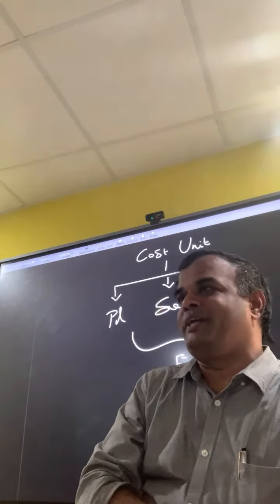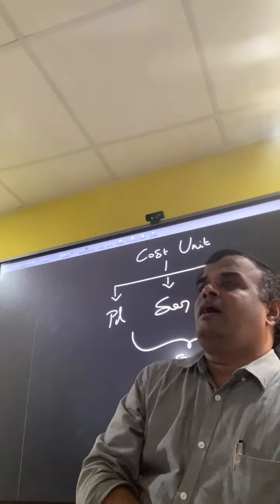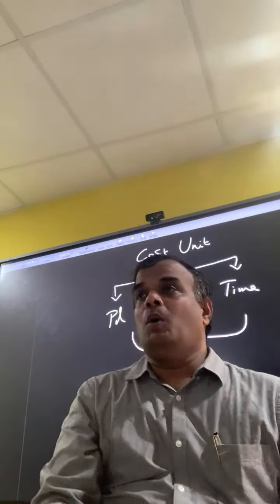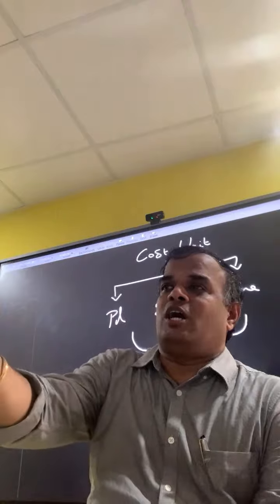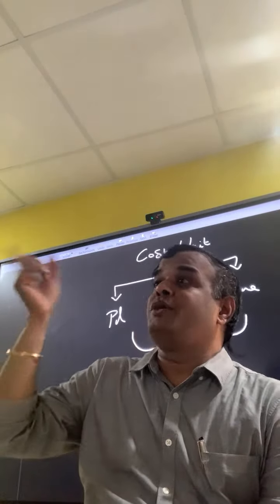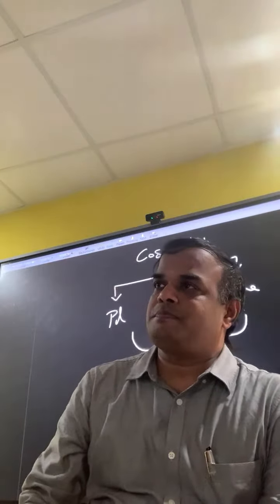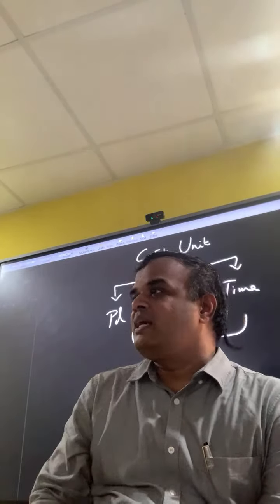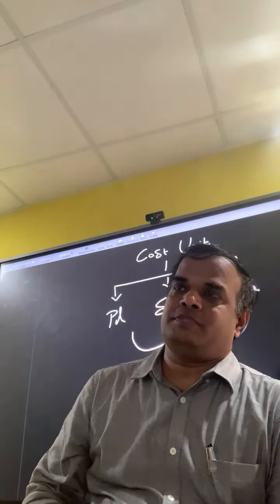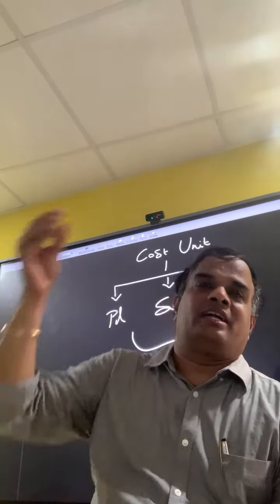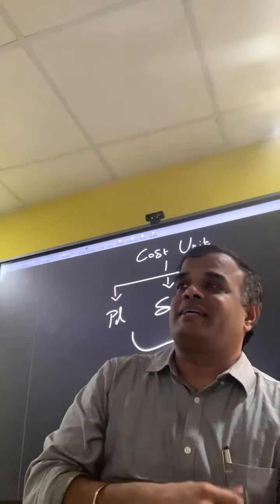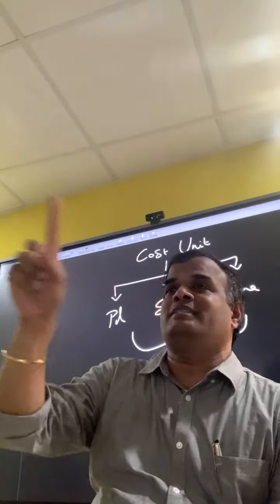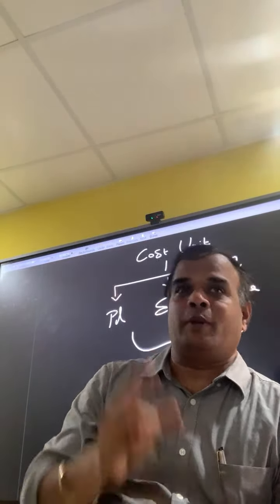Next one is cost unit. I am incurring the cost. Where I am going to incur the cost is called cost center, I said. Why am I incurring the cost? The incurred cost I want to recover. How I am going to recover the cost is called cost unit. I have incurred the cost in the factory, and in the factory I have produced the product. By selling the product, I can recover the cost. So the product is the cost unit.